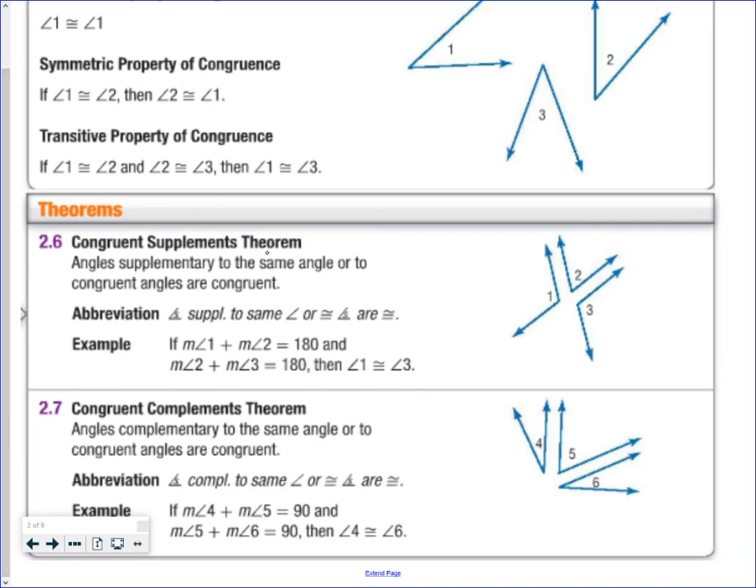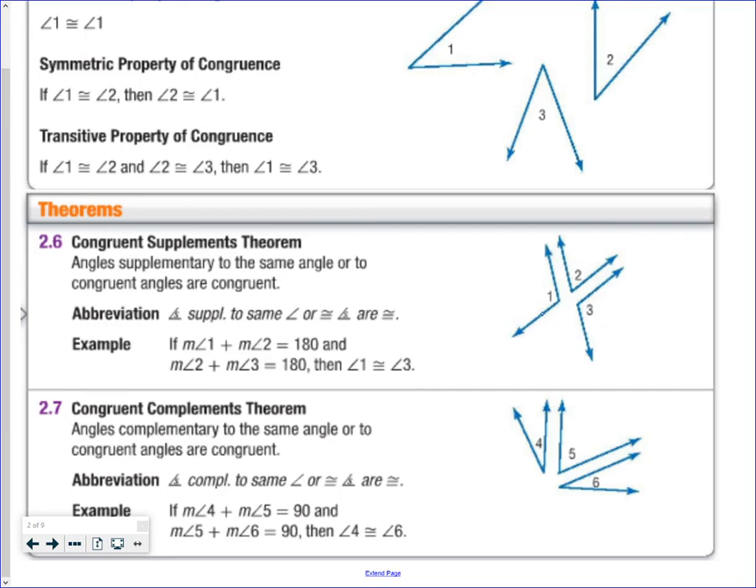Congruent supplements theorem. Again, what are we probably talking about? If they say supplement, 180, something about 180, okay? This one says, angles supplementary to the same angle or congruent angles are congruent. For example, if I tell you that angle 1 and angle 2 are supplementary, and I tell you angle 3 and angle 2 are supplementary, okay? If I say angle 1 is 100, what's angle 2 have to be? 80. If angle 2 is 80, what's angle 3 have to be? 100.